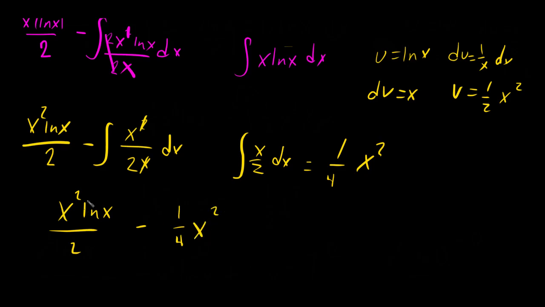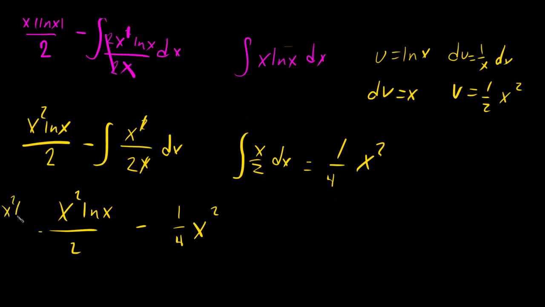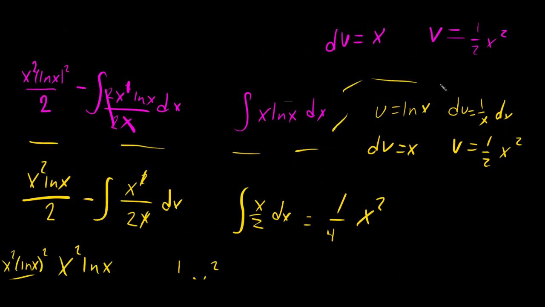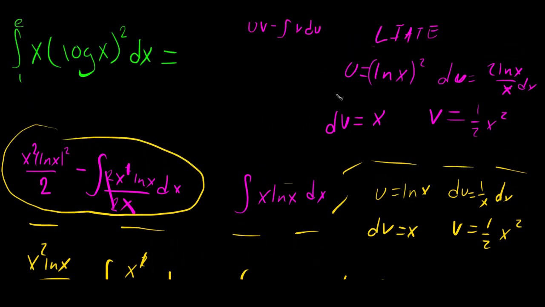This is the integral of this part, so we're gonna minus x squared ln x squared over 2. So I kind of sucked at keeping it organized. So this up here was the first part of integration, the first integration by parts that we did.